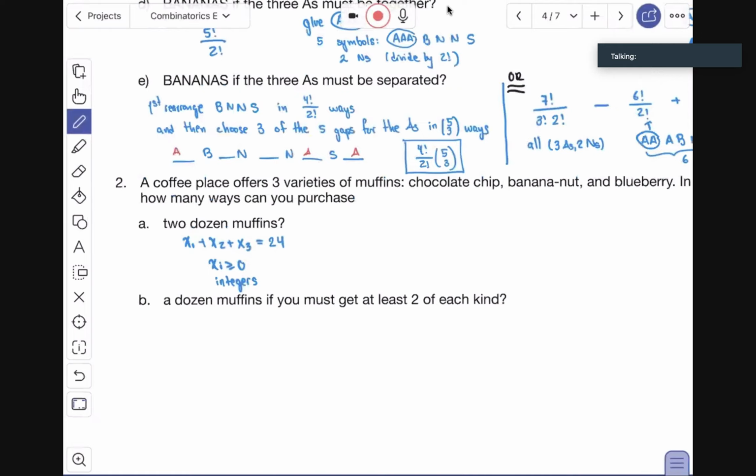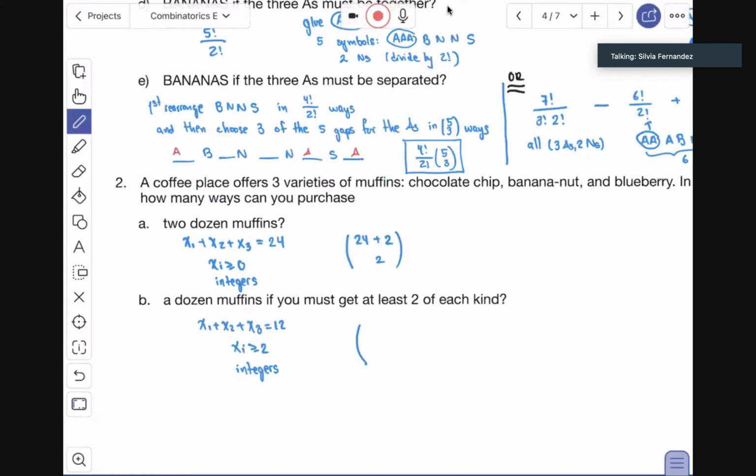And so the answer to this one is 24 plus 2 separators choose the plus signs, right? So 26 choose 2. And then for the other part, it's the same idea, but this time you only have a dozen muffins. So the sum has to be 12. And also, you need to have at least 2 of each. And these are integers, right?